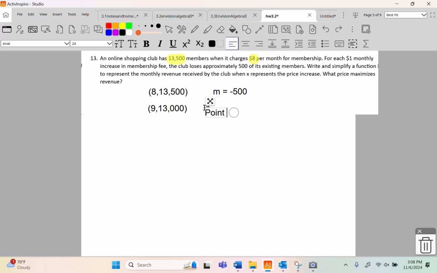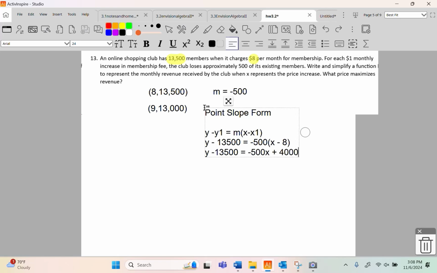Point slope form is going to come into play, which is y minus y1 equals m times x minus x1. And I'm going to pick on the 8, 13.5 pair. Y minus 13,500 is negative 500 times x minus 8. Kick in the distributive property. I know you know it. You love it. Negative 500x plus 4,000, because that's what 500 times 8 is. I'm going to add 13.5 to both sides, and I'm going to get 17.5 on the right.